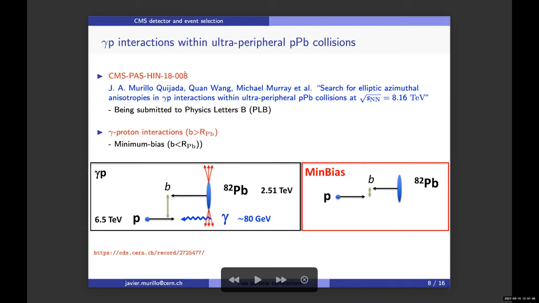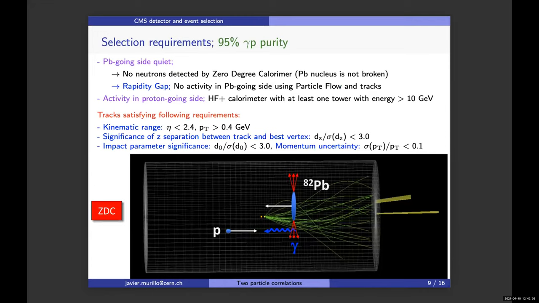So this is the pass that we have in CMS. This has been shown in previous conferences as well. So we are updating with the comparison with Monte Carlo prediction. This is the selection, so we can ensure a 95% gamma-proton purity in our data sample. And this is confirmed as the Monte Carlo shows a consistency in the track multiplicity range that we get with our data.